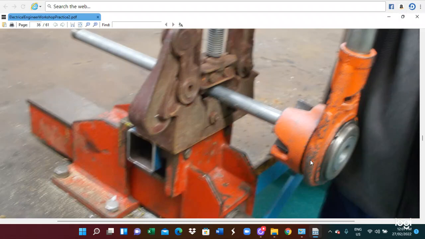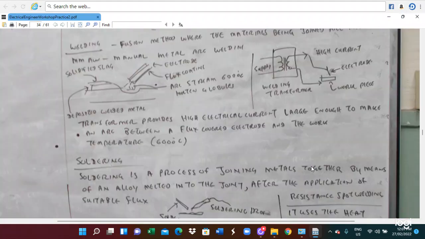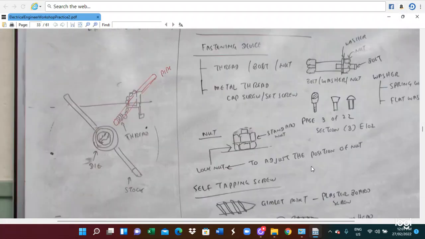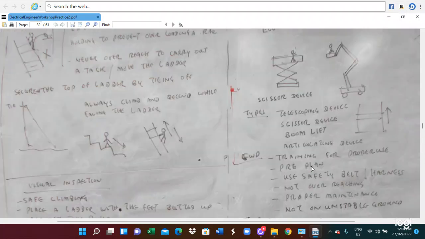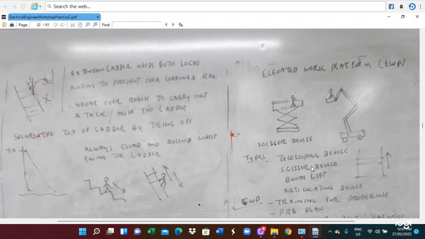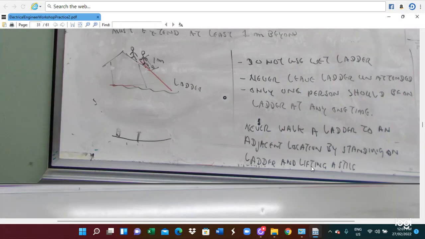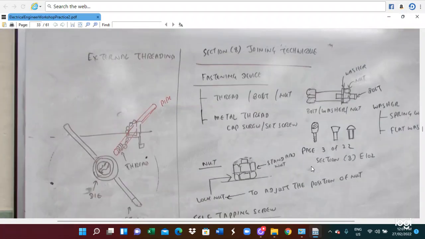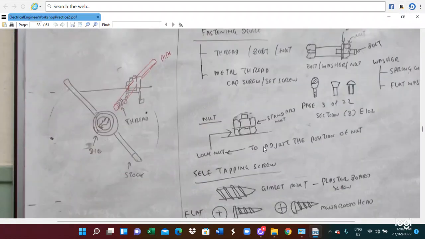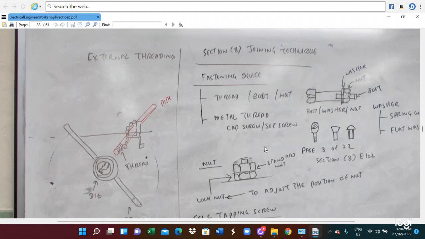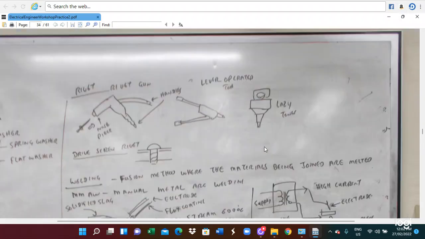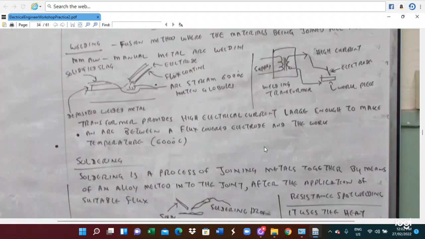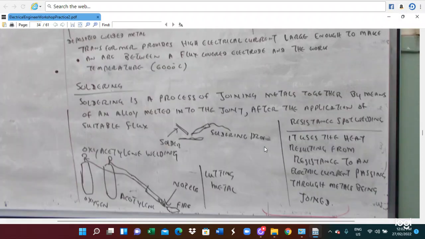So I explained about the connection tapping and the use of the connection joining methods, and we also talked about electric ladder safety and working at height. I also explained the joining techniques: how to use a tapping screw, threading, or bolt and nut, the electric welding method, and the soldering method. So this is for the Electrical Trade 1 lesson.